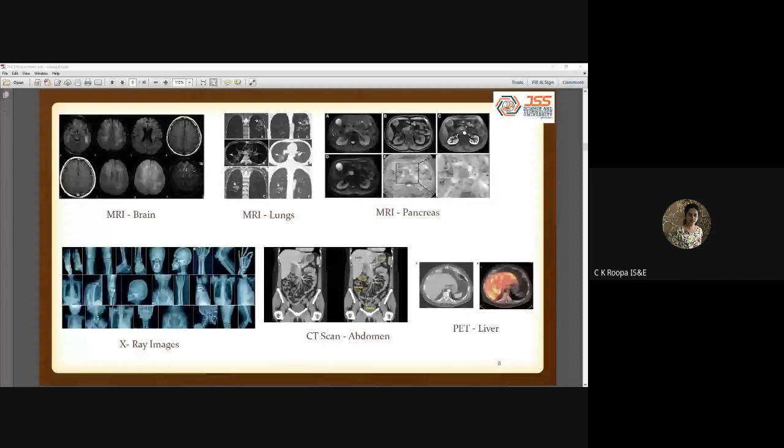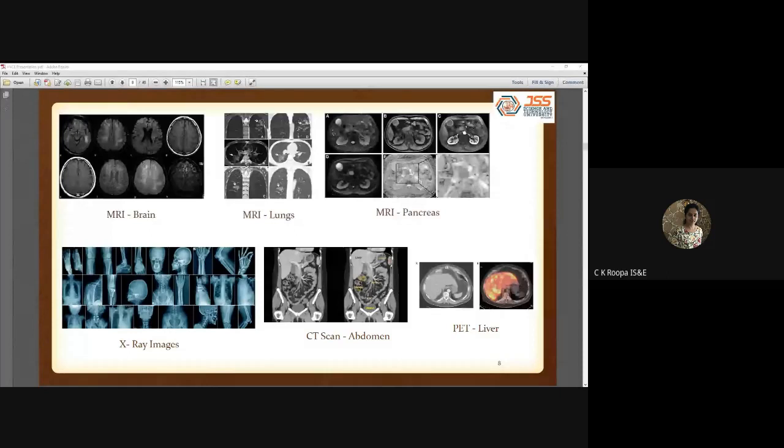Then you have PET scan, which is most widely used for the liver. I just presented the different modalities of capturing images and trying to do the analysis.